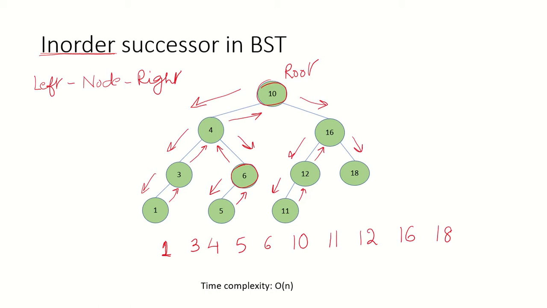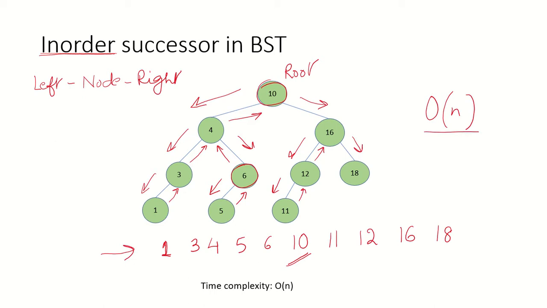So to compute the in-order successor this way, we have to visit each and every node, and it would take order of n time. Suppose I have to find the successor of the node with data 10, I will have to do this in-order traversal of the tree, and this is going to take order of n time.